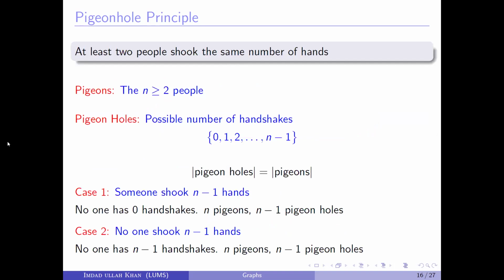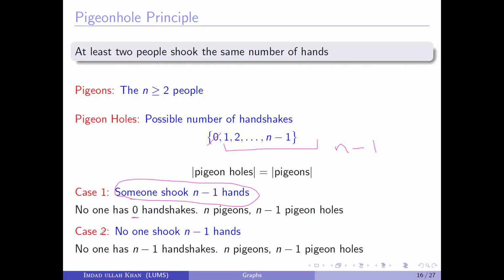The first case is that someone shook n minus 1 hands, which means that there's a person in the pool of people who has shaken hands with everyone else. If that person has shaken hands with everyone else, then there cannot be any person who has 0 handshakes. So for the remaining pigeons, 0 is now out of the question for that case, and the remaining number of handshakes is n minus 1. People are n, so at least two persons must repeat the same number of handshakes.